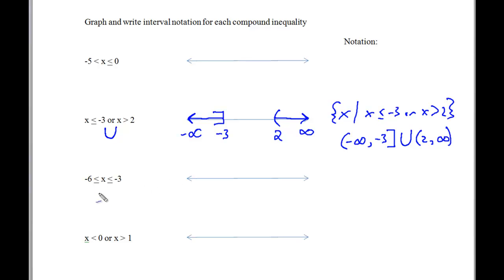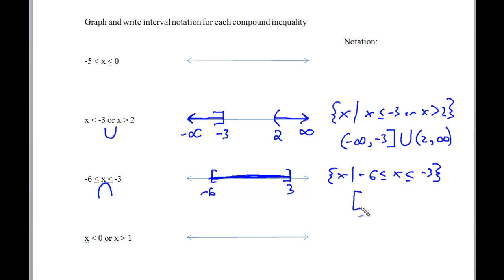Now, this is like the problem above it, and it's probably good to point out that this is going to be an intersection, and it's an intersection because it's between two numbers. This is -6 and this is 3. Also, this is going to be hard brackets because we can actually reach -6 and 3. So let's put a solid line between the two of these here. Okay, so set builder notation is pretty easy because you're just going to rewrite your problem that you have. Now we're going to have between negative 6 and 3, and take a look at this. It's going to be negative 6 comma negative 3.